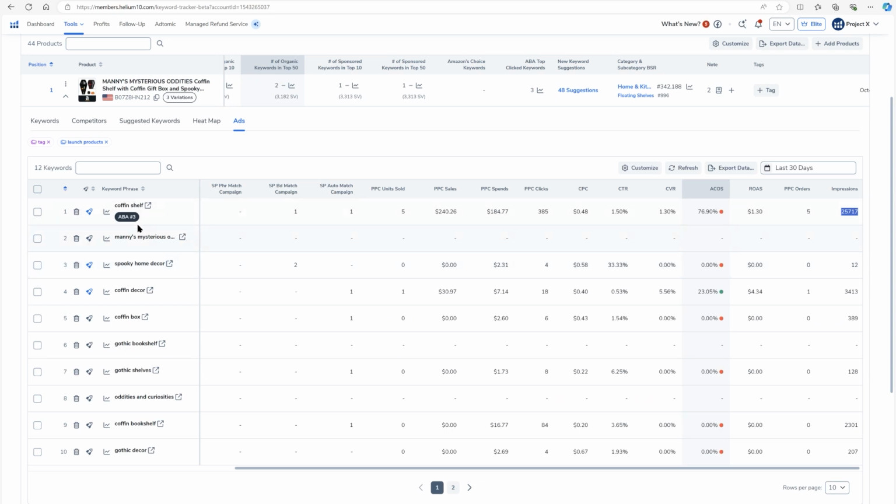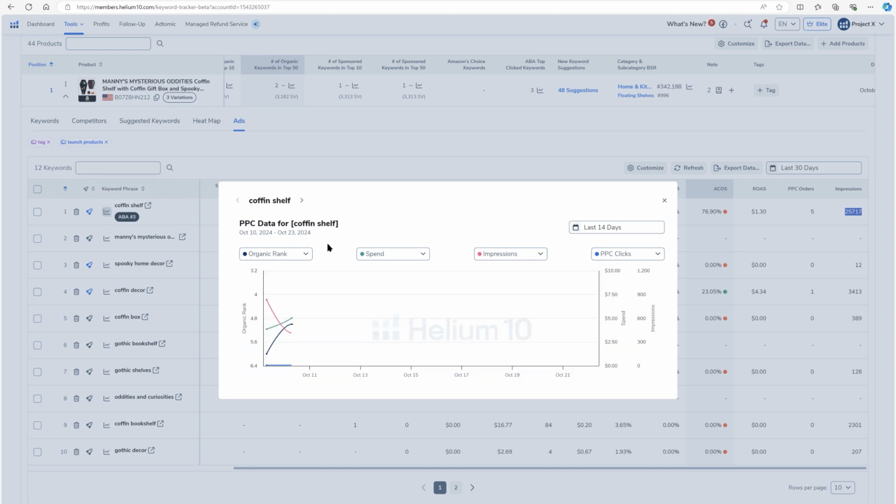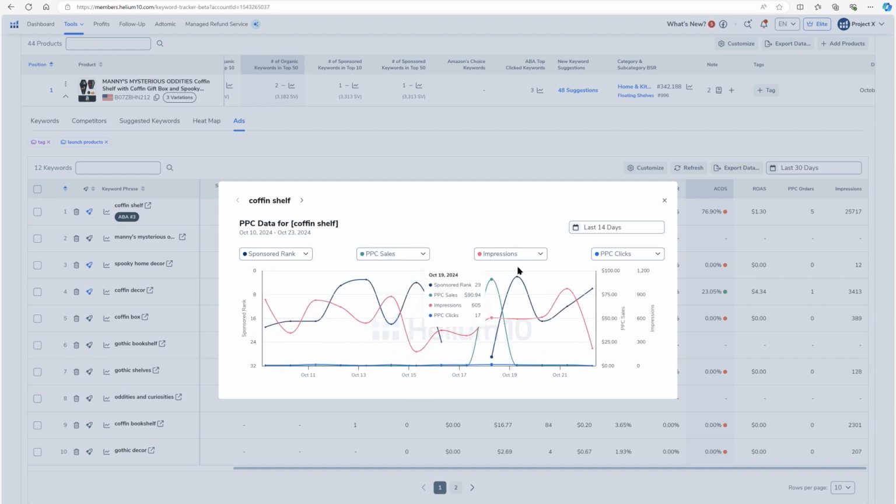One kind of like secret thing I want to show you guys: click this graph next to each of the keywords. And now I can graph different things. Like maybe I want to graph my sponsored rank versus my PPC sales. Like I got certain PPC sales on certain days, and I want to see, hey, did my rank change after I got some certain sales?